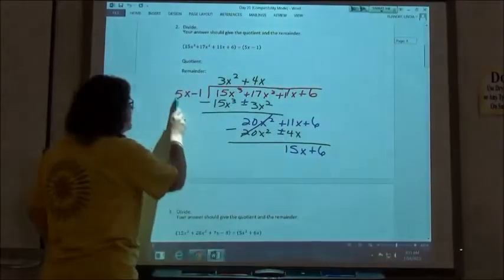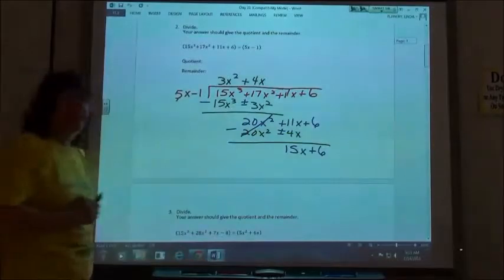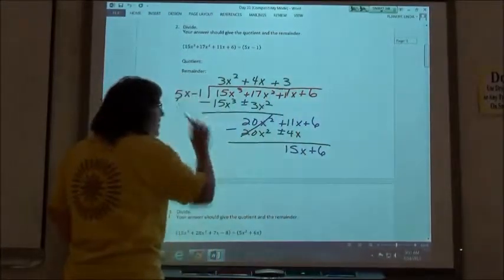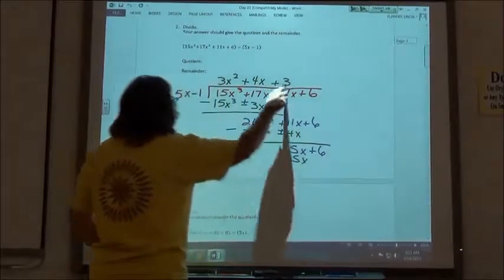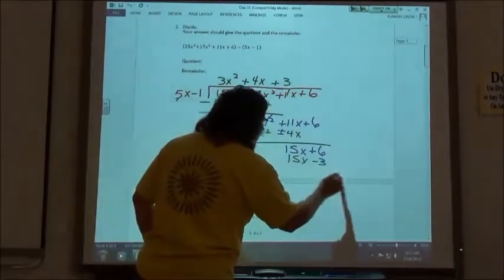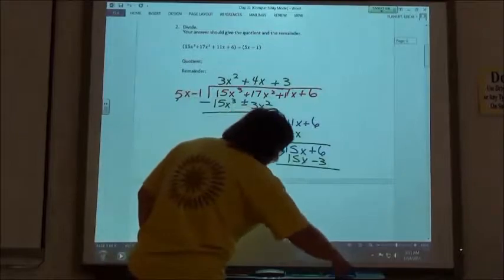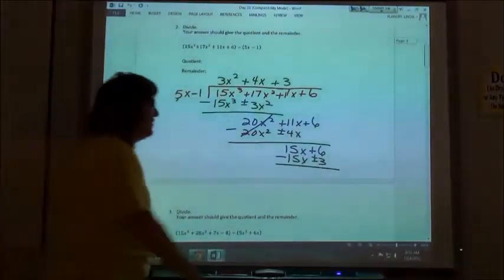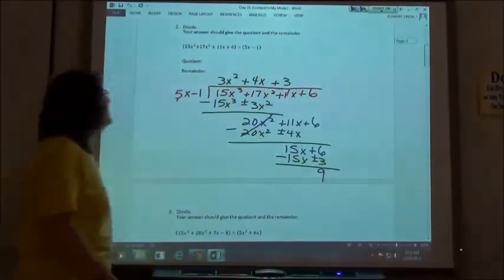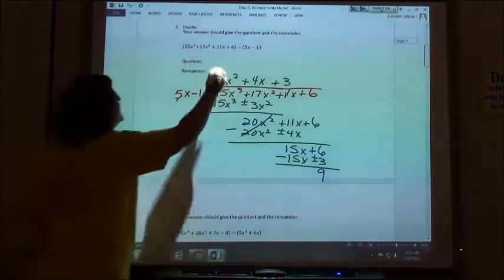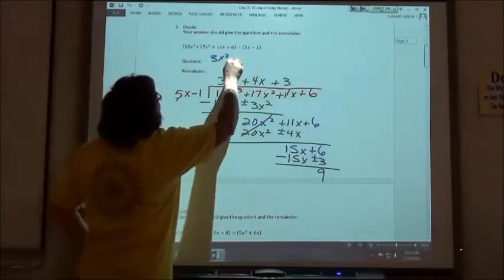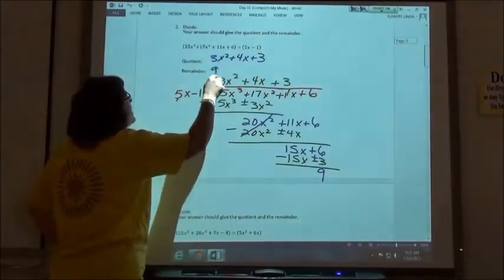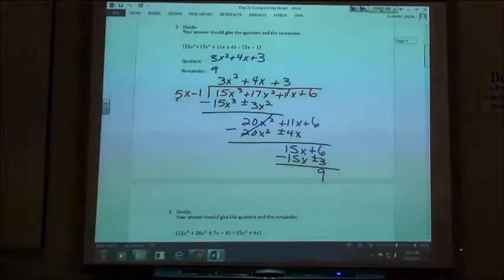So what times 5x gives us 15x? Plus 3 up there. 3 times 5x is 15x. 3 times a minus 1 is a minus 3. But then we have to subtract. So we change our signs and our remainder, 9. Almost like the remainder's 9 today. So 3x squared plus 4x plus 3 is our quotient. 9 is our remainder.